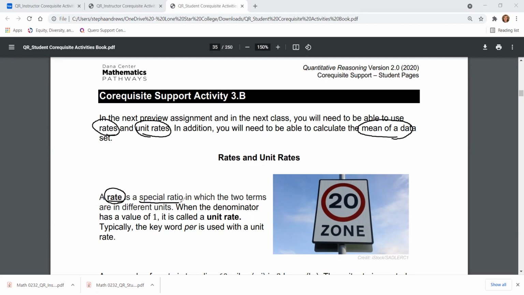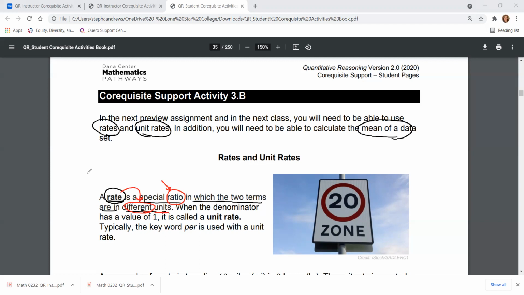So a quick definition is it's a special ratio in which the two terms are in different units. You've got to make sure that you know what a ratio is, and you've got to pick up on the word different. I'll let you go back and remember what we've talked about on ratio, what you've heard before, or search the internet for ideas. But I want to hone in on different. A rate has different units.